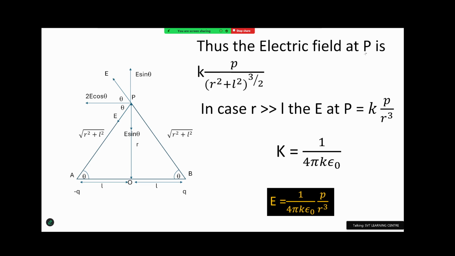Thus we will get that the electrical field at P will be KP upon (R square plus L square) raised to 3 by 2. Here again, if you say R is greater than L, it will be KP upon R cube. Putting the value of K, the value of E will turn out to be this.